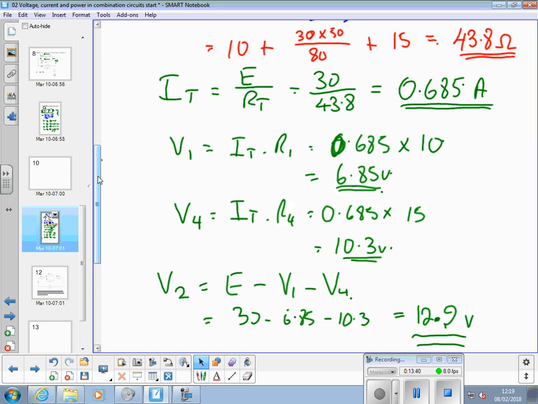On the next page, you've got a question that takes a slightly different slant on it. It gives you the current and three of the resistor values, not the fourth one. You're asked to find that.